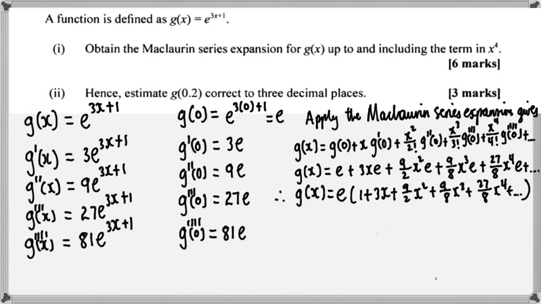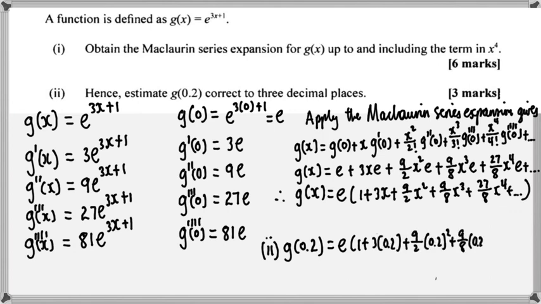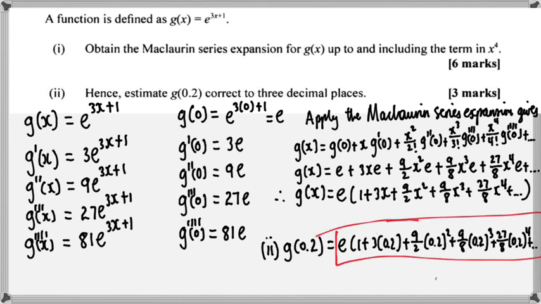And that is where you use the information from the previous question. That is a hence moment. I like to call it the hence moment. So let's look at it here. This is part 2. G of 0.2, this is your hence moment here. You're taking the 0.2 and you're plugging it into the Maclaurin series expansion for g of x up to and including the term in x to the power of 4. So wherever we have x, we substitute in 0.2 in the Maclaurin series expansion. This is your hence moment where you use the information from the previous part to get the answer that the question is asking you in the current part that you're in.